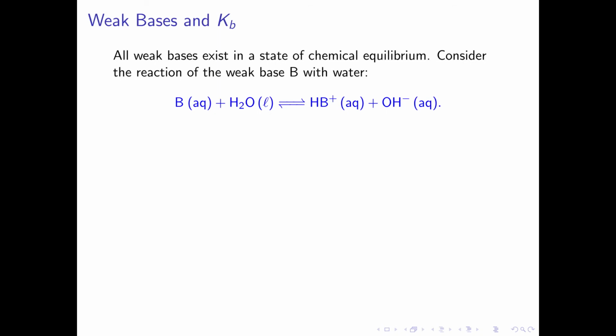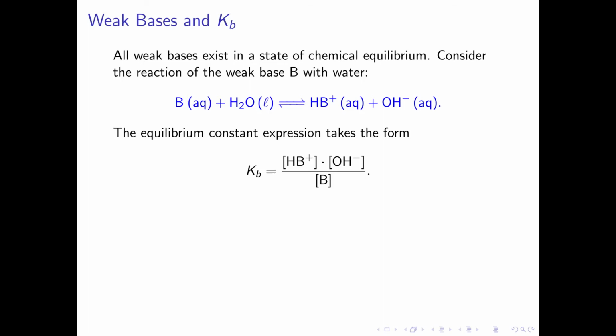All weak bases exist in a state of chemical equilibrium. Let's consider the reaction of the weak base B with water. We have B reacting with water to form an equilibrium, the HB plus ion plus hydroxide ion. The equilibrium constant expression takes the form Kb is equal to the concentration of HB plus times the concentration of hydroxide ion divided by the concentration of B.